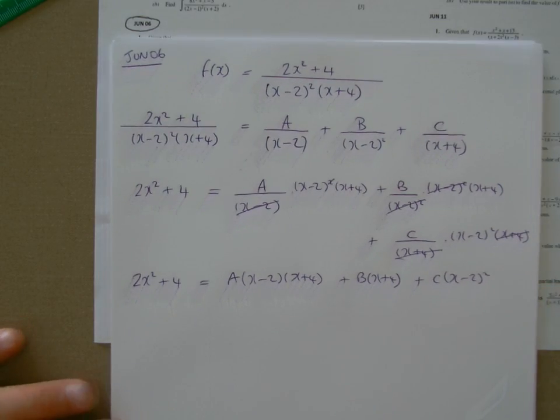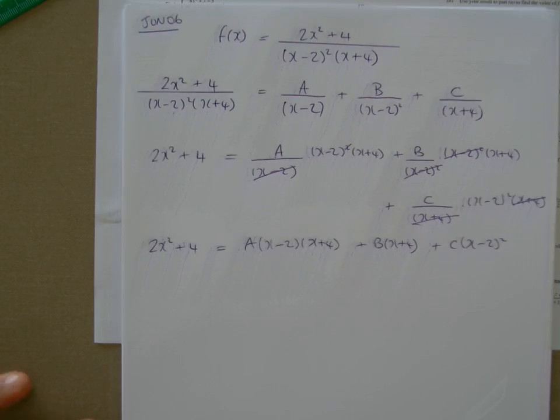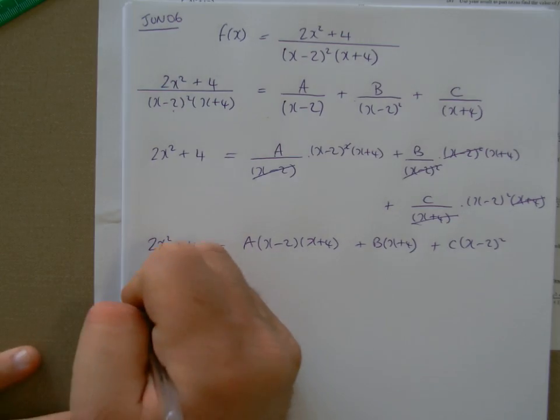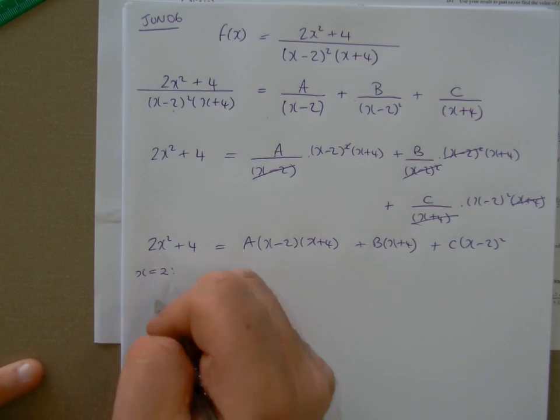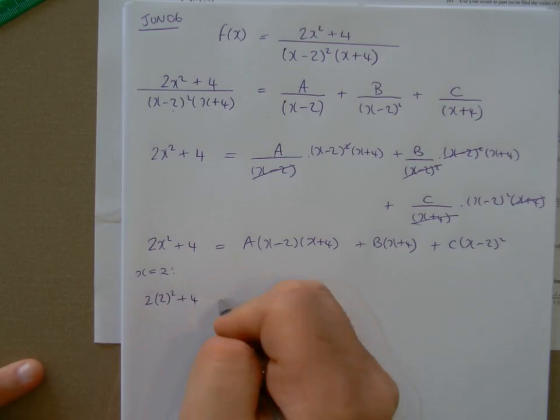Now we need to work out what a, b and c is. So what I'm going to do now is I'm going to set x to be a certain value, in order to help me with determining a, b and c. Now if I set x to equal 2, that actually would make sense, because if I put 2 in, you'll notice here I'd have 2 times obviously 2 squared plus 4, so I'm putting 2 in there. But watch what happens there.